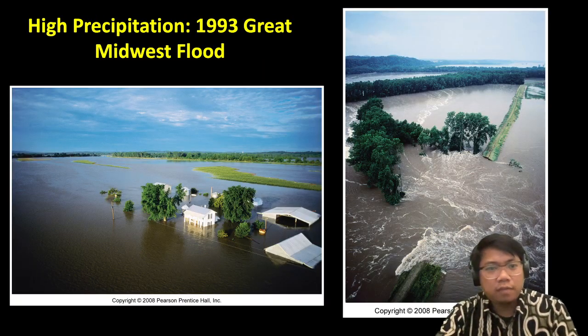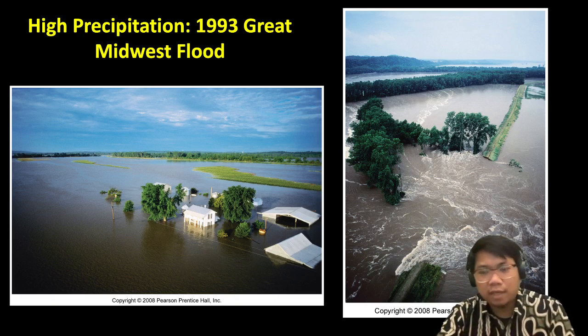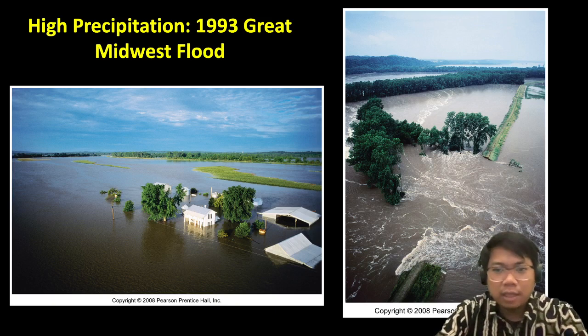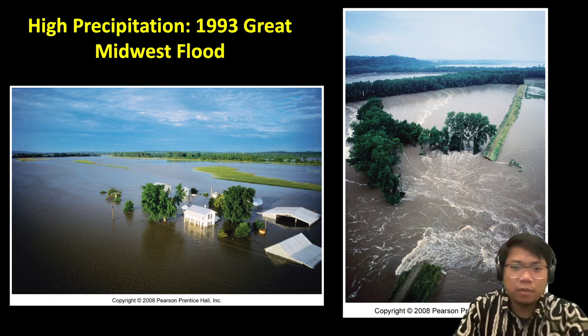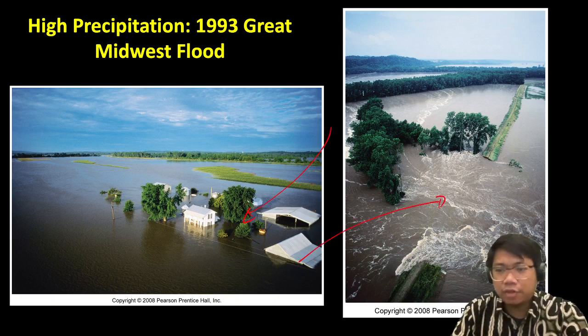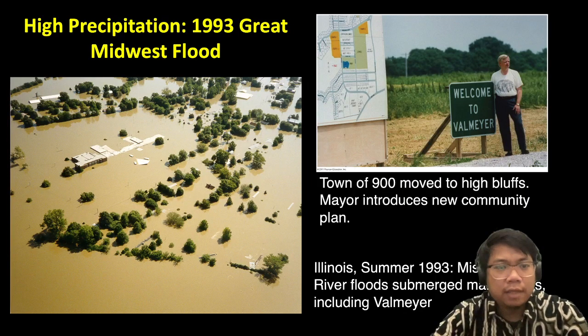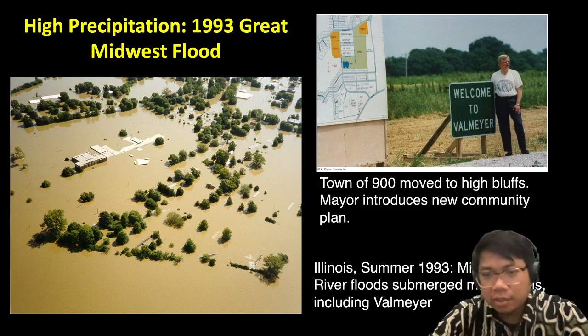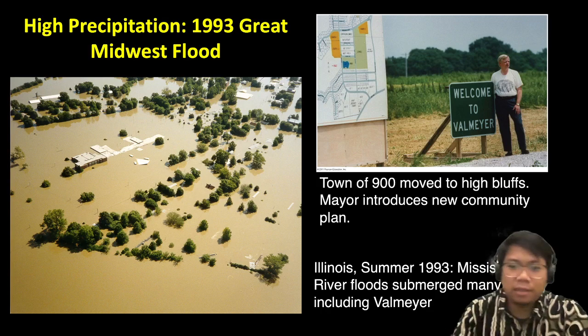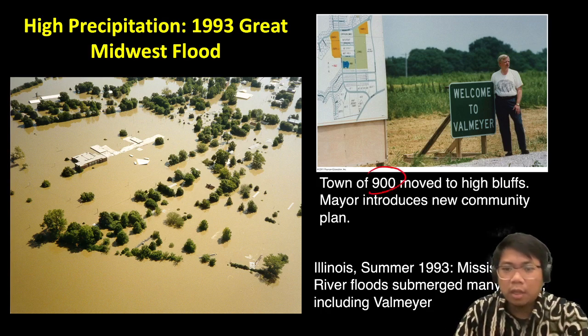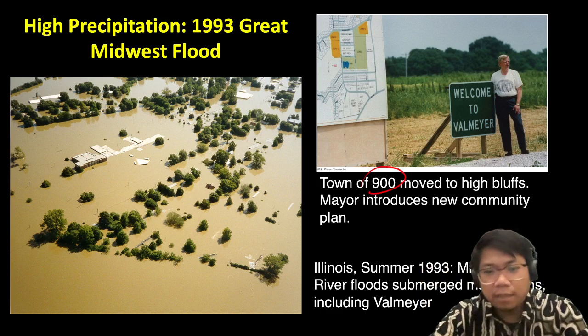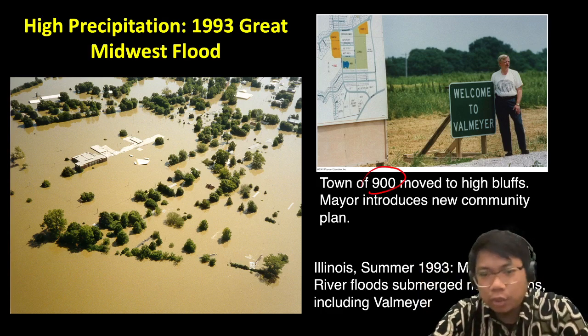So what happened there is that because of high precipitation, the 1993 Great Midwest Flood occurred, especially near the junction of those three major rivers. As you can see here, the effect was very devastating. The natural levees got breached by the flood as well. The flood actually caused a township of 900 people to move to high bluffs, and the mayor at the time introduced a new community plan.